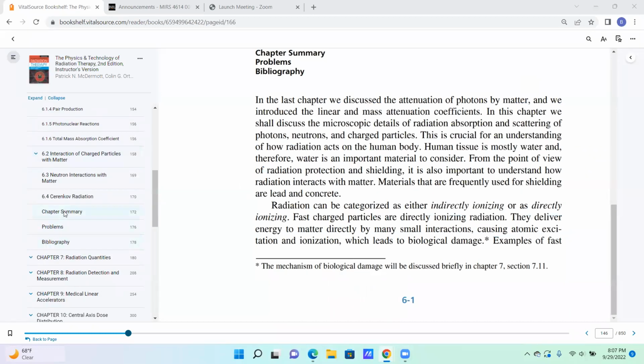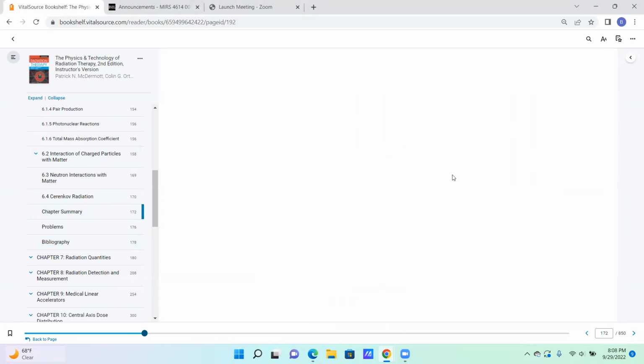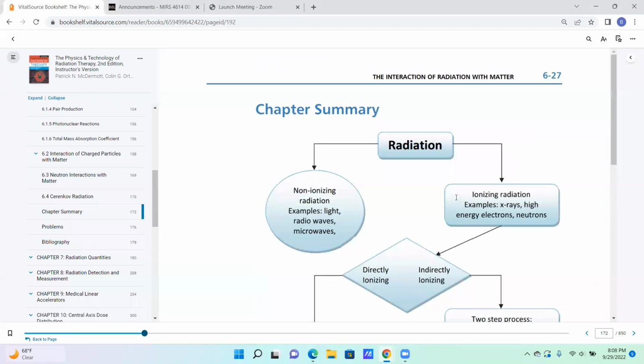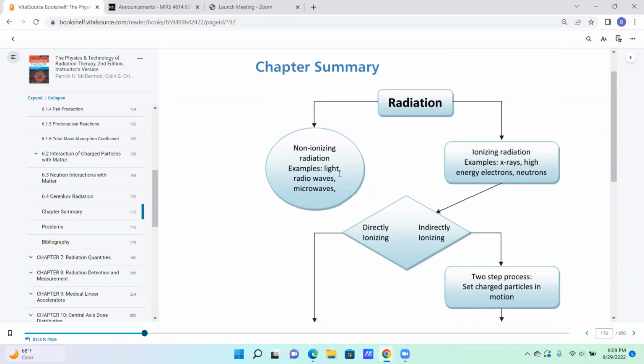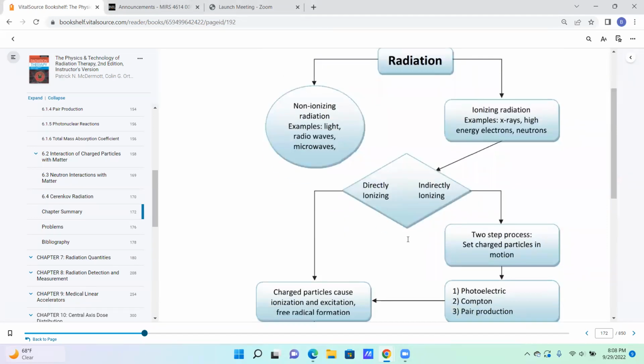And actually, before we even do that, there is a summary here at the back that gives you a flow chart as to what happens when radiation starts interacting within a substance. If you look at it from interacting with a patient, you have two different ways in which this can happen. You've got non-ionizing radiation, in other words, in which no ionization takes place, or where ionization takes place. If ionization were to take place, you would have two different types. You have direct ionizing and indirect ionizing.